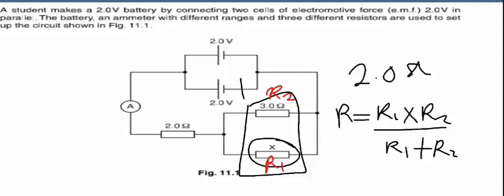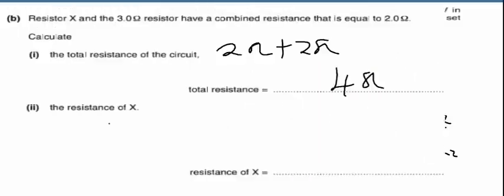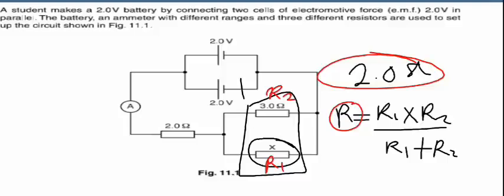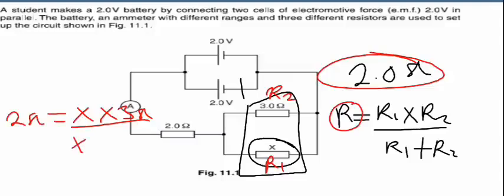So here we can say the total resistance that we have here is going to be 2. This 2 is coming from question B, where they were saying resistor X and the 3.0 ohms resistor have a combined resistance that is equal to 2.0 ohms. So that is where I'm getting 2.0 ohms. So here I'm just going to set 2 ohms being equal to resistor 1, which is X, multiplied by resistor 2, which is 3 ohms, divided by resistor 1, which is X, plus resistor 2, which is 3.